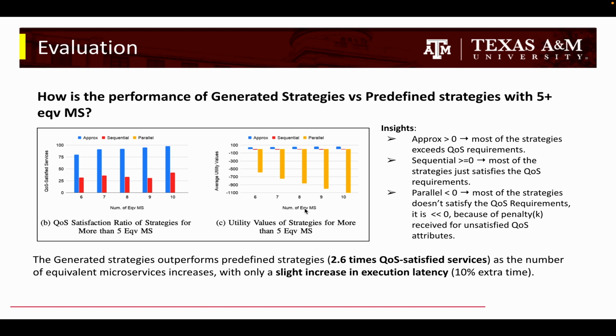And one more thing to observe is, in order to do this, our approximation algorithm takes a little bit of execution latency, that is a little bit more time to get the strategy out of it, that is 10% extra time needed for that.